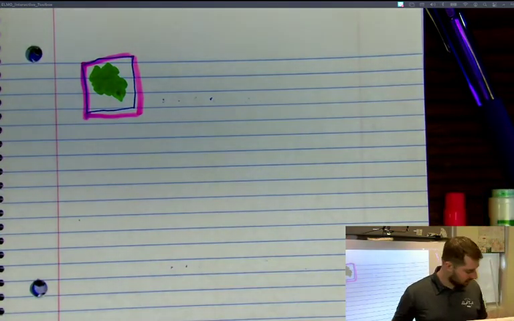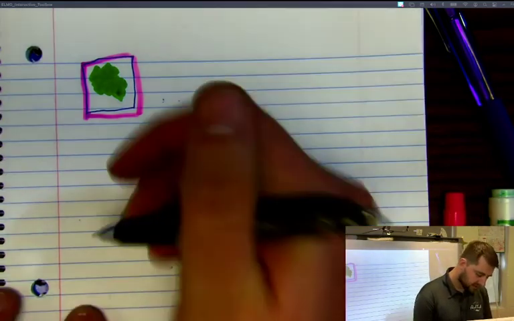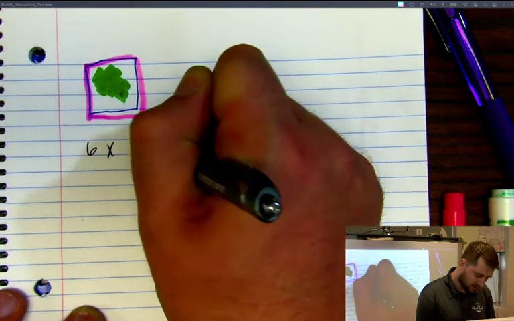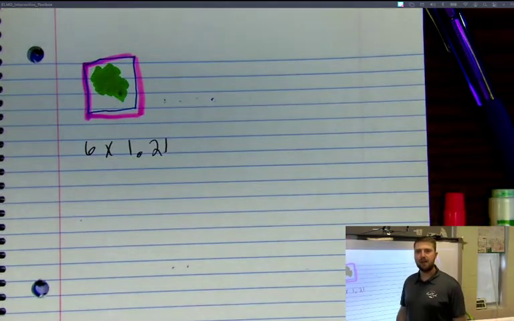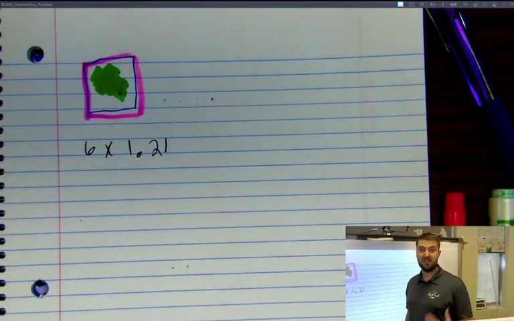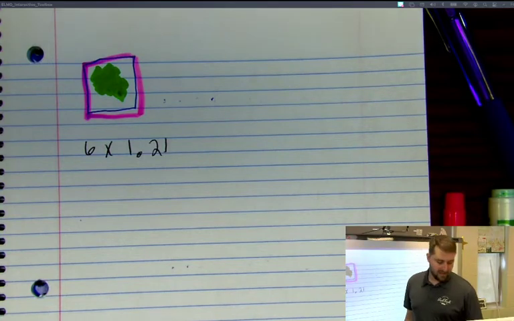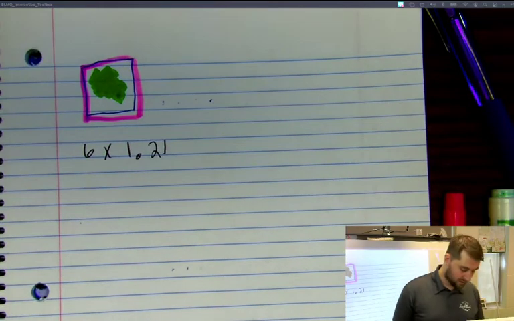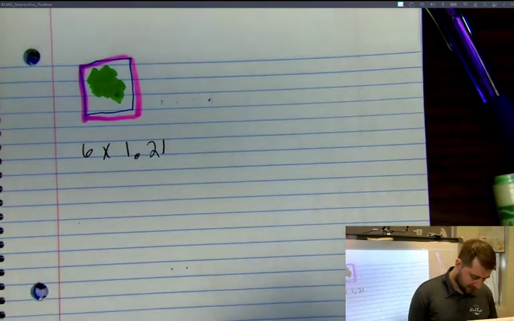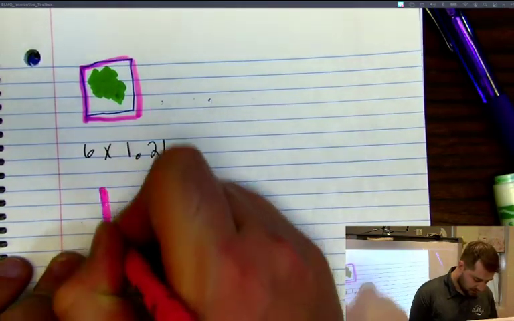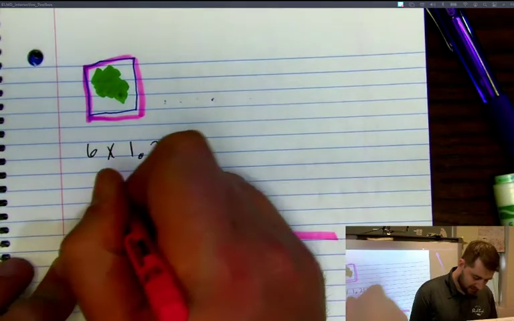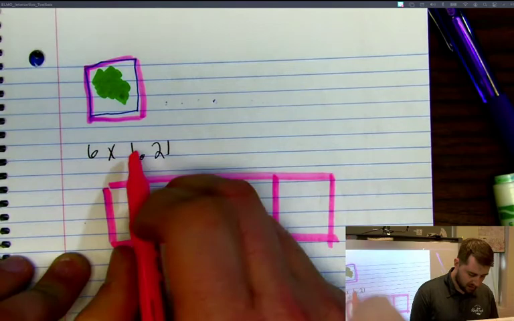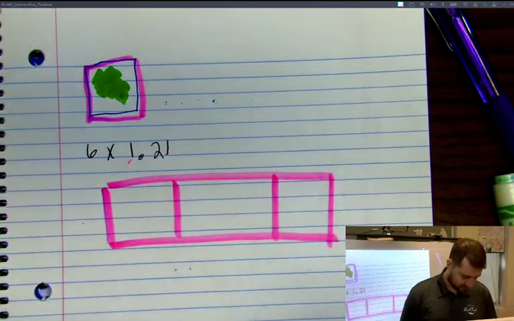The first problem we are going to tackle is 6 times 1 and 21/100. Now, the reason we're using an area model versus using the dots in our place value chart is because we have to make 6 copies here. And making 6 copies of something would take a lot of time and a lot of work. So instead, we are going to make a box here for our area model. And we're going to make 3 sections because we have a ones, tenths, and hundredths place.